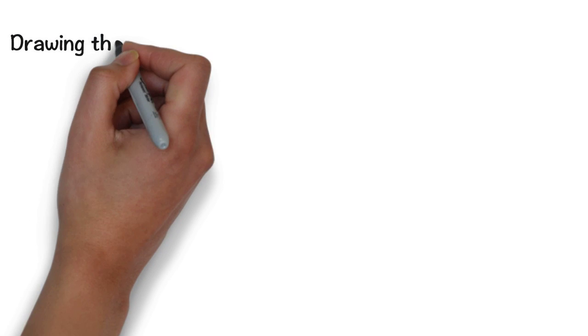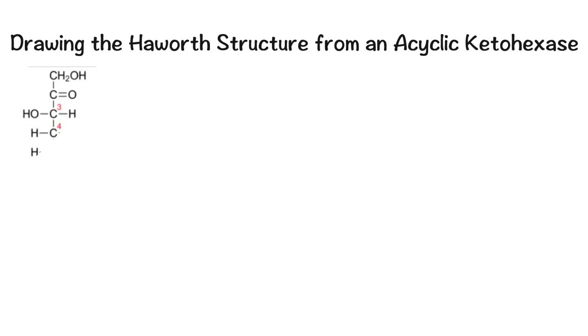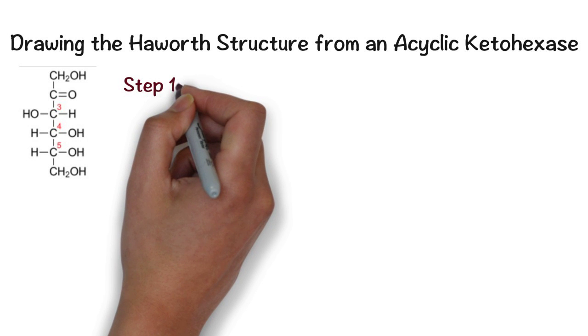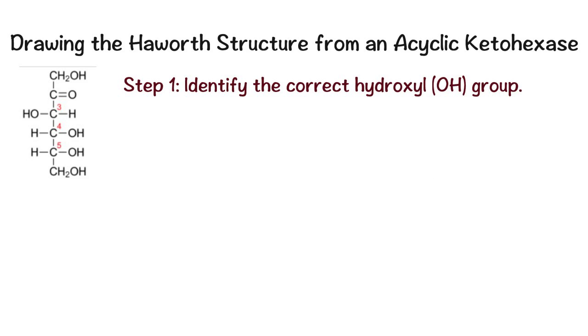Let's learn how to draw the cyclic form of any ketohexose from the acyclic form by using D-fructose as an example. To start, we need to identify which of the 5 OH groups in D-fructose is at the right distance from the carbonyl group to form a 5-membered ring. This OH group, circled, is the right distance away from the carbonyl to form the 5-membered ring.